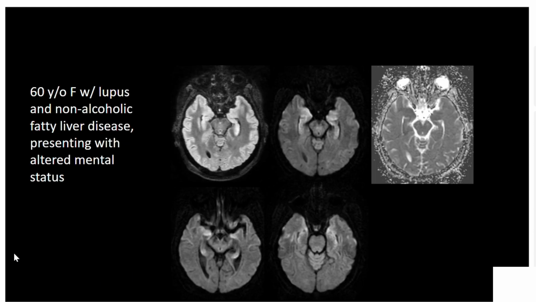Okay, next case. So here I'm just showing you, it's actually very hard to tell the difference between these three, but these are DWI. And this is a fat-suppressed 3D T2 FLAIR that we reformat. And this is ADC. Non-alcoholic fatty liver disease presenting with altered mental status. History of lupus. They were on some immunosuppressive therapy, I forget the exact therapy.